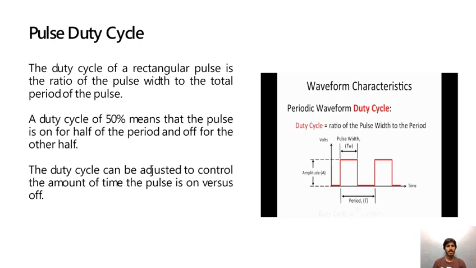Pulse duty cycle. Duty cycle of a rectangular pulse is the ratio of the pulse width to the total period of the pulse. A duty cycle of 50% means that the pulse is on for half of the period and off for the other half. The duty cycle can be adjusted to control the amount of time the pulse is on versus off.